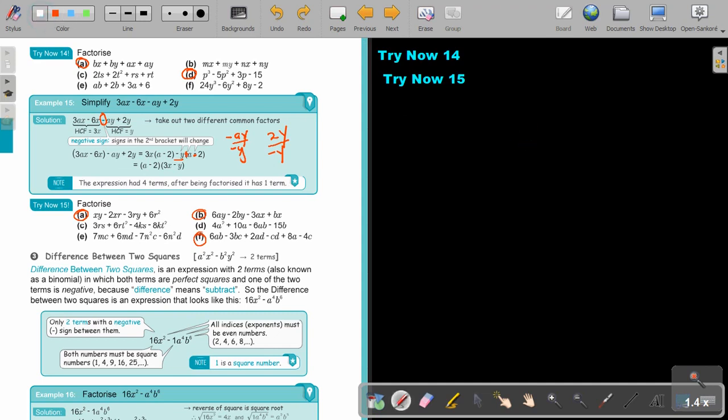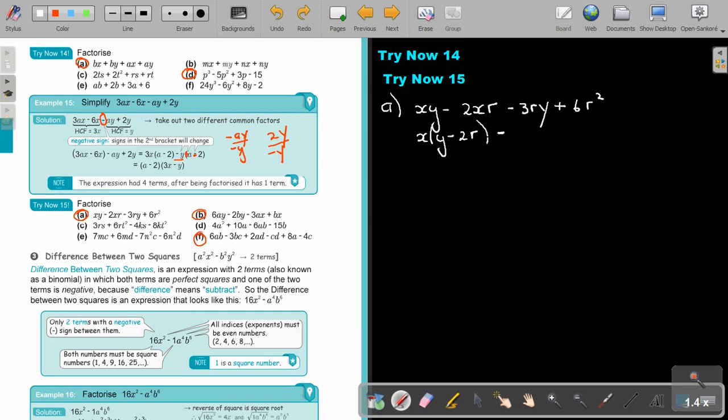So if we start with the first one, if it's xy minus 2xr minus 3ry plus 6r squared. So if I start there, I take out x, and then it's going to be y minus 2r. I take out negative. Okay, so take note, it's a negative that I'm taking out.